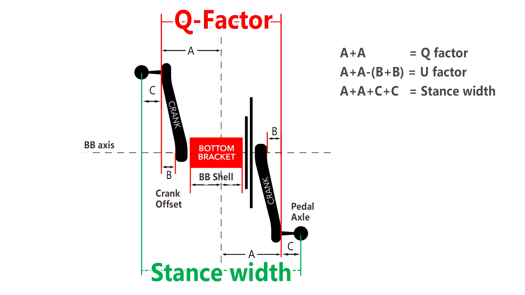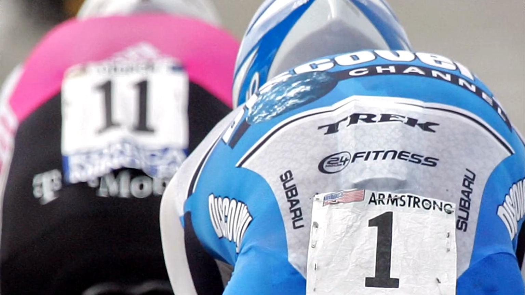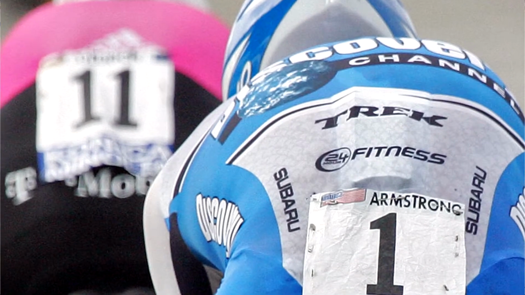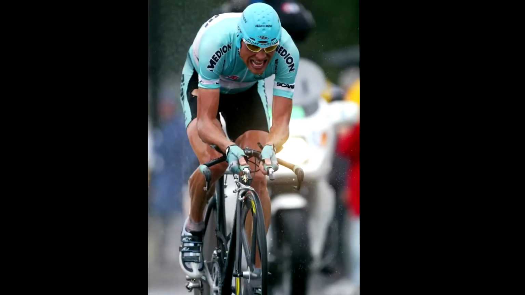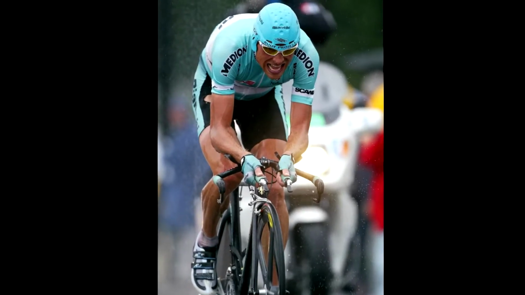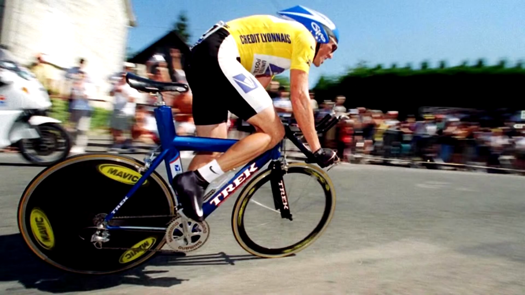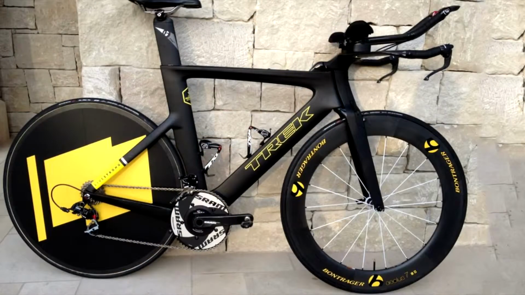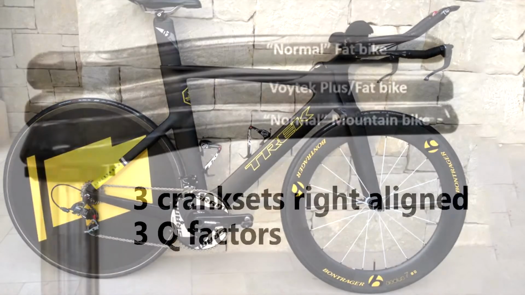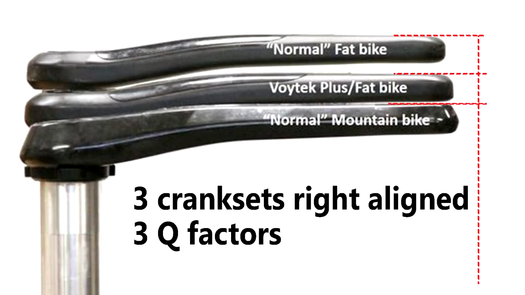Now, what is the importance of the Q factor, I hear you ask? What's the reason we're talking about Q factor? Well, if you cast your mind back to the rivalry between Ullrich and Armstrong in the 80s and 90s, Ullrich used this Walser time trial bike, which had a specifically narrow Q factor. And Armstrong asked Trek to copy that and apparently spent hundreds of thousands, possibly millions of dollars in the redesign of the Trek bike in order to narrow his Q factor, apparently under 130 millimeters across those cranks.